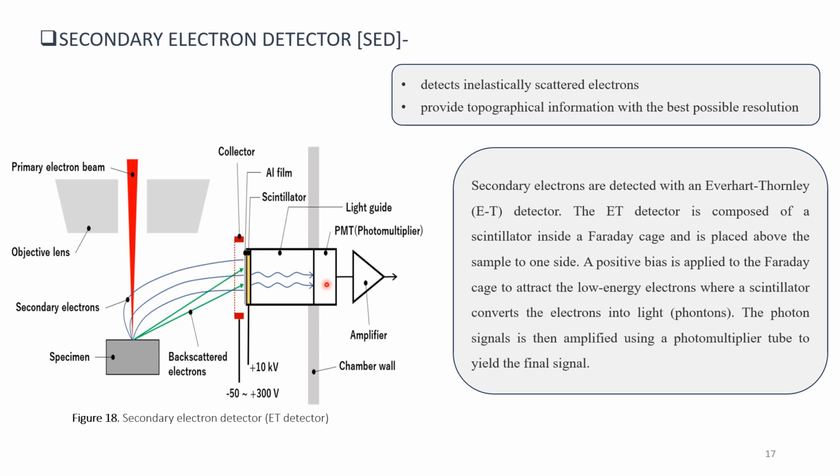The photon signal is then amplified using the photomultiplier tube to give the signal from the sample.